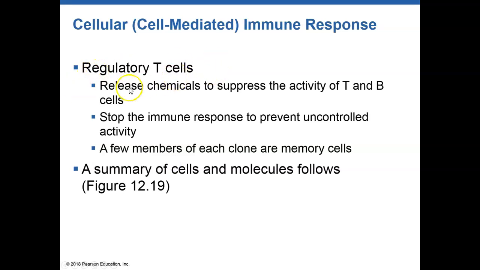We have regulatory T cells that release chemicals to suppress B and T cells so that we don't keep fighting, especially if we have won the war already. So then we can slow down the activity of B and T cells. They regulate those cells and maintain the activity of your immune system.